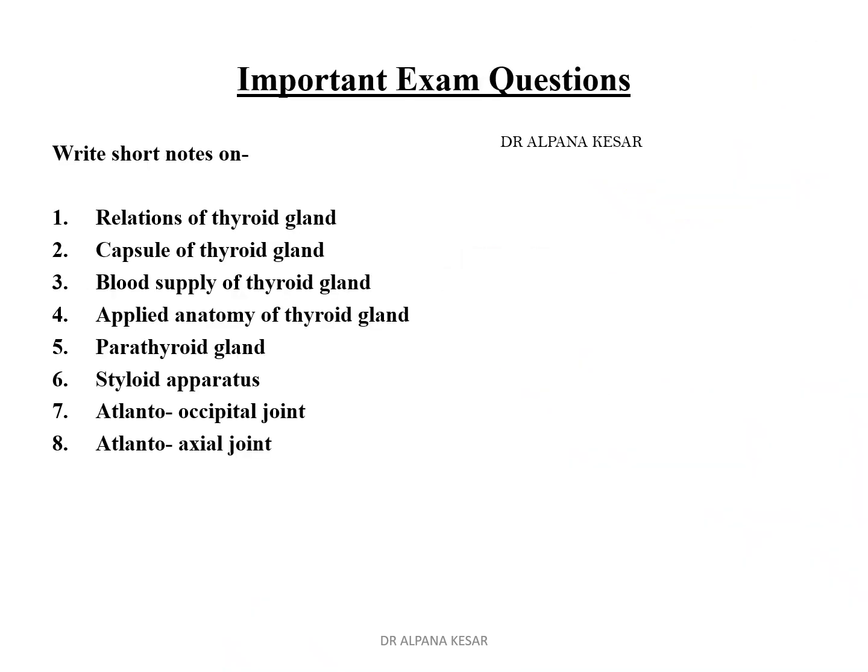Questions that may be asked in the examination from the topic of the tutorial are relations of thyroid gland, capsule or coverings of thyroid gland, blood supply of thyroid gland, applied anatomy of thyroid gland, parathyroid gland, styloid apparatus, atlanto-occipital joint, atlanto-axial joint.